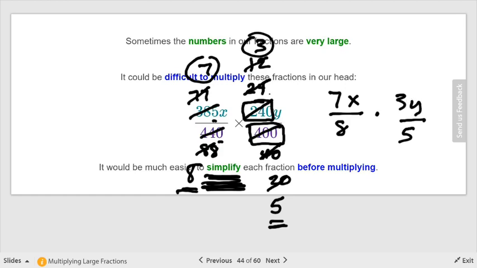So now what do I do with all that? Multiply across. Good. 7 times 3 is 21. X times y is XY. In the bottom, 8 times 5 is 40. And because I reduced it over there, I know that it won't reduce any further. Excellent.